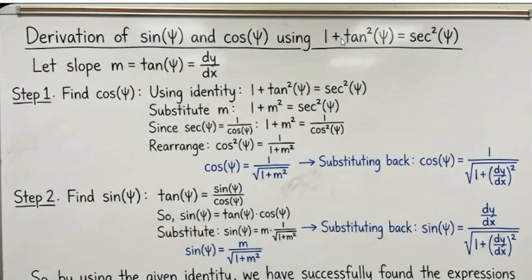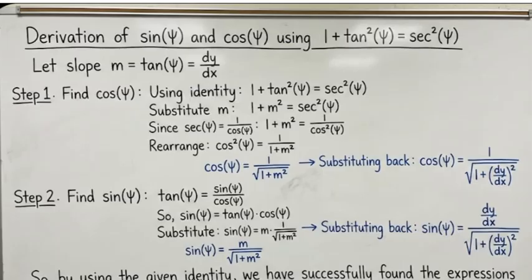Since tan psi is equal to dy by dx, 1 plus tan square psi is equal to sec square psi. Calling dy by dx equal to m, 1 plus m square is equal to sec square psi. Therefore cos square psi is equal to 1 divided by 1 plus m square, so cos psi is equal to 1 divided by square root of 1 plus dy by dx whole square. Similarly, sin psi is equal to tan psi into cos psi, which finally gives sin psi equal to dy by dx divided by square root of 1 plus dy by dx whole square. This is how we can find sin psi and cos psi.